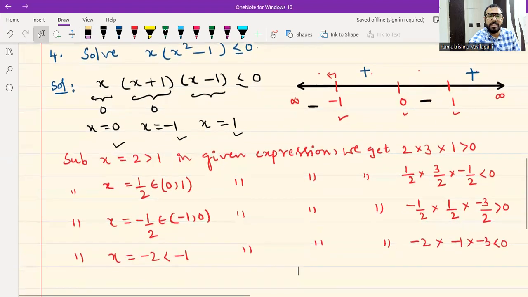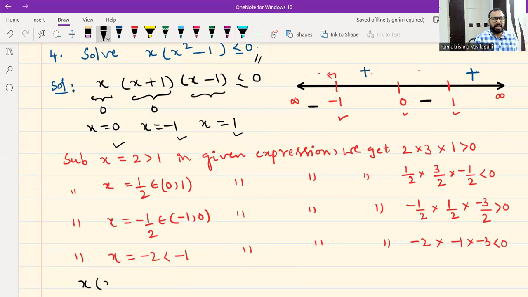Now we want that expression is less than or equal to 0. So x into x square minus 1 is less than or equal to 0. Wherever the negative sign is there, you have to take that interval. Negative sign is there for less than minus 1, for x less than or equal to minus 1. Here I am taking equal to also because we want that expression is 0.